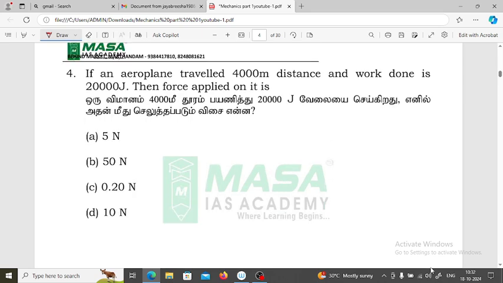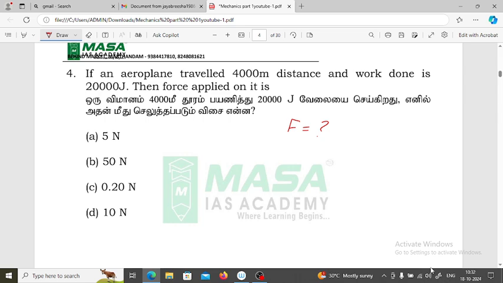If an aeroplane travelled 4,000 meter distance and work done is 20,000 joule, then force applied on it is? ஒரு விமானம் 4000 மீட்டர் தூரம் பயணித்து 20,000 ஜூல் வேலையை செய்கிறது எனில் அதன் மீது செலுத்தப்படும் விசை என்ன? Question is force. We want to calculate force. What are the given data? Displacement is given and work done is given.